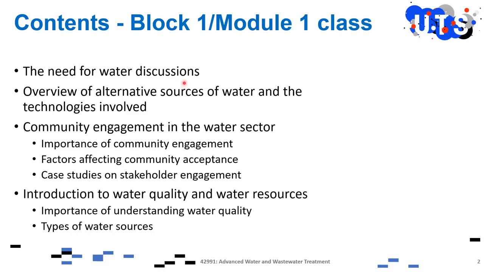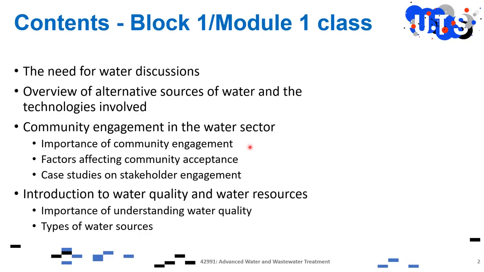So for our Block 1 Module 1 class, we will be discussing the need for water. This is in relation to the problem of water scarcity and how we are going to address it. The overview of the different alternative sources of water coming from desalination and wastewater treatment as well. And then we will be focusing more on community engagement in the water sector.